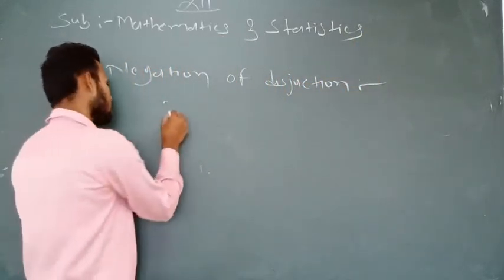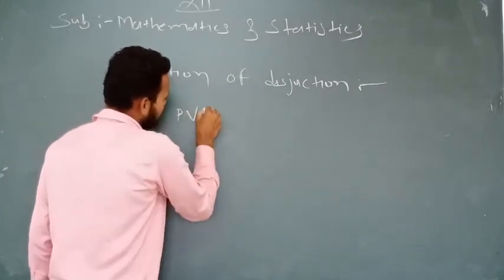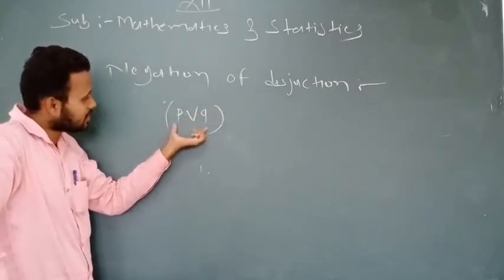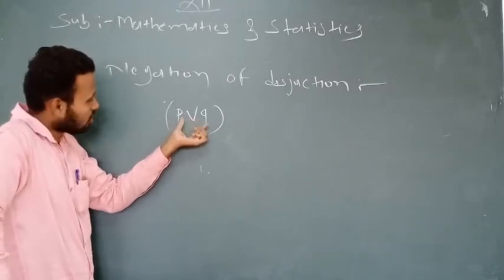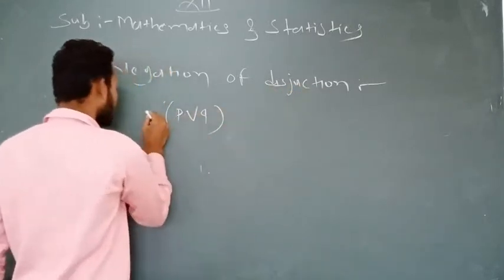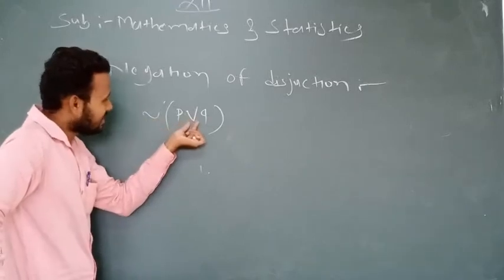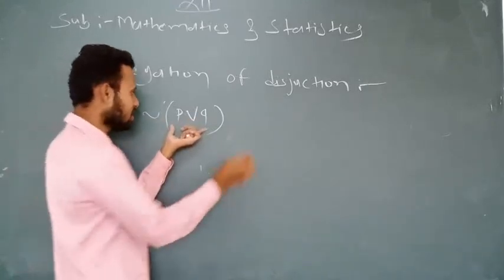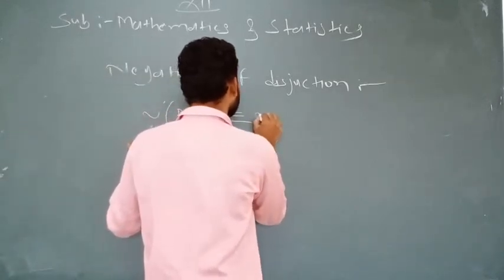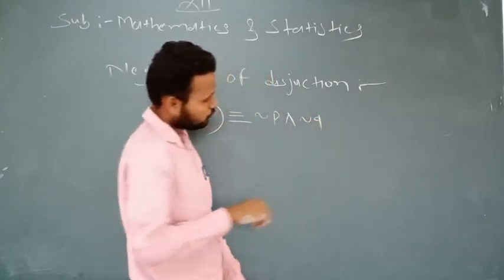Now the next one is the negation of a disjunction. Here if I write P disjunction with Q, this is a disjunction of two simple statements P and Q. Therefore, I can write here the negation. Therefore, the negation of a disjunction of two simple statements is the same as, which is equivalent to, the negation of P conjunction with the negation of Q.